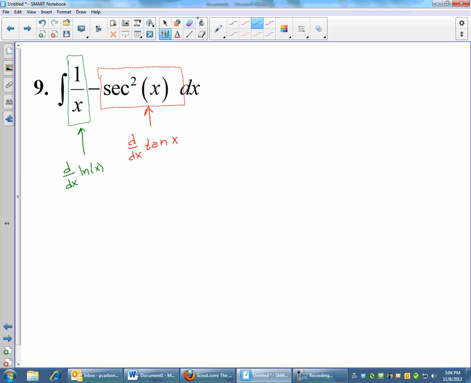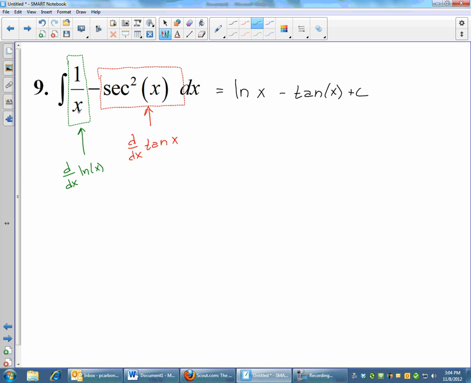Secant squared is the derivative of tangent. So this problem was straight up recognition. The antiderivative is going to be the ln of x minus tangent x. Don't forget the plus c. Now there is one little thing I'm going to add to this. And for now, just accept it as truth. We will explore this later in more detail.